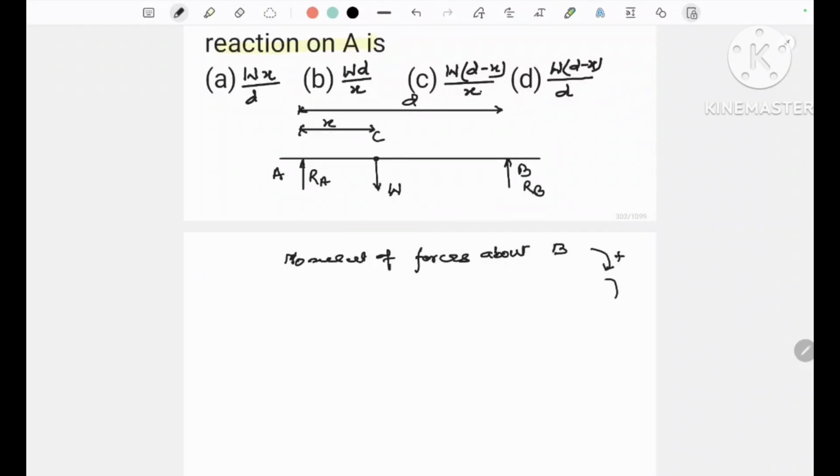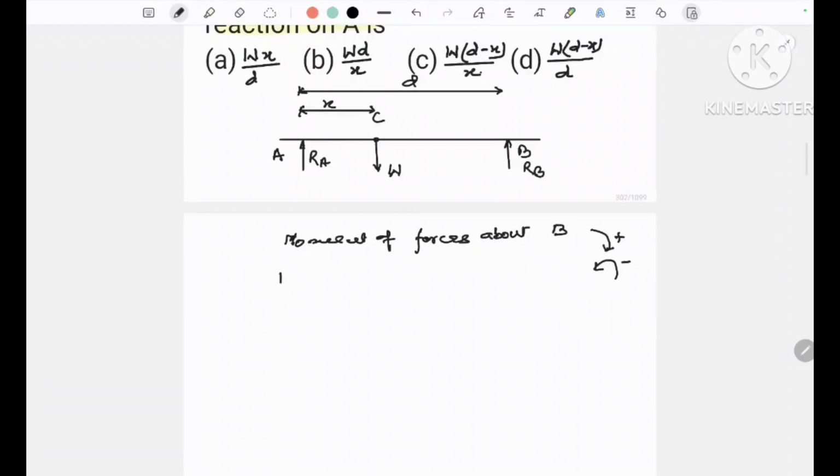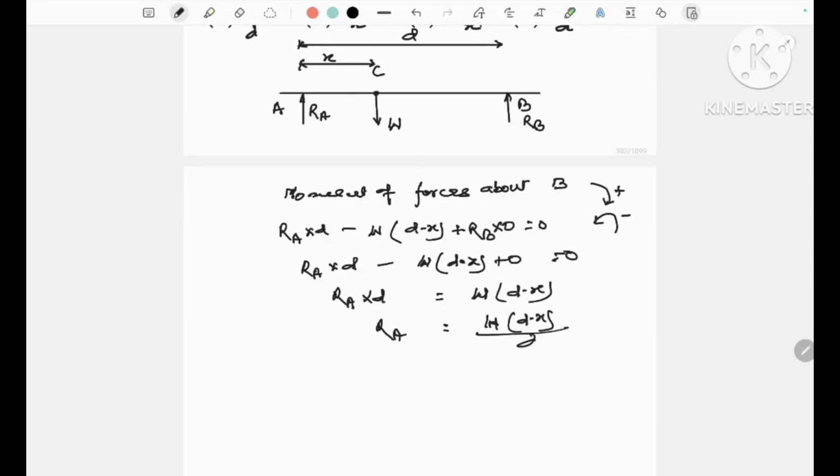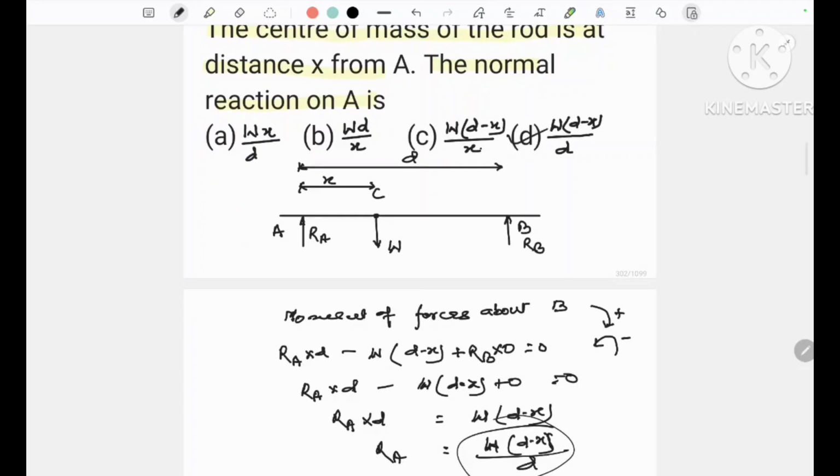Take clockwise direction as positive, anticlockwise direction as negative. So RA into d minus W (d minus x) plus RB into zero, this will be zero because the rod is in equilibrium. RA into d minus W (d minus x) plus 0 is equal to 0. RA into d is equal to W (d minus x). Reaction at A, RA is W (d minus x) by d. This D is correct option.